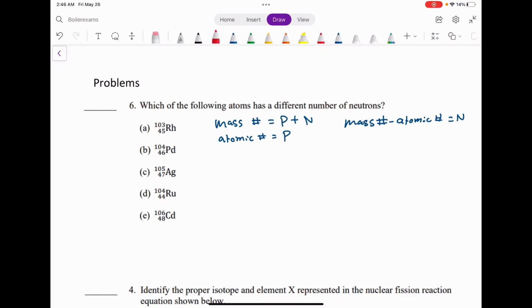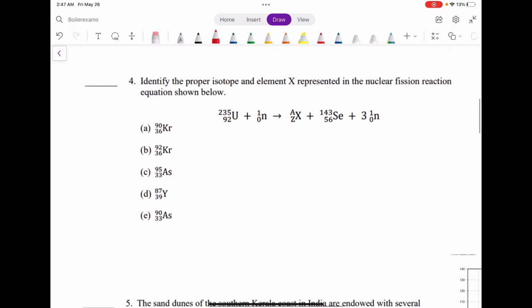103 minus 45 gives me 58. Let's go on to the next one. 104 minus 46. This one also has 58. 105 minus 47. This one also has 58. 104 minus 44. This one has 60 neutrons. So this one has a different number of neutrons. But let's just check the last one just because. 106 minus 48. 58. So D is the correct answer here. And we're good. Okay. Next one.